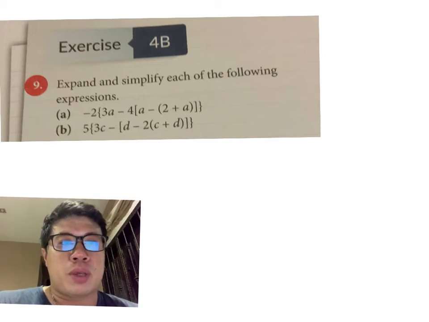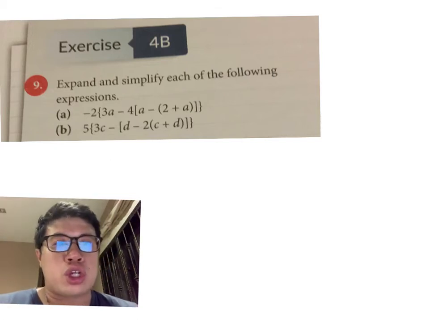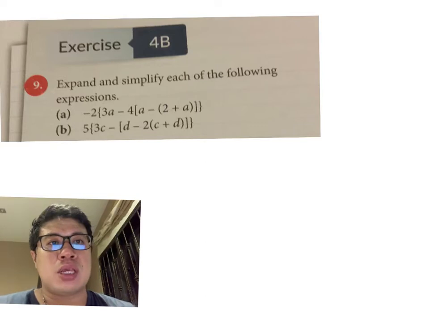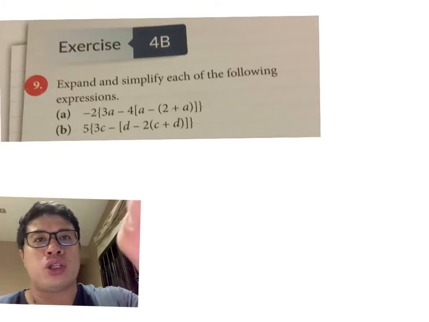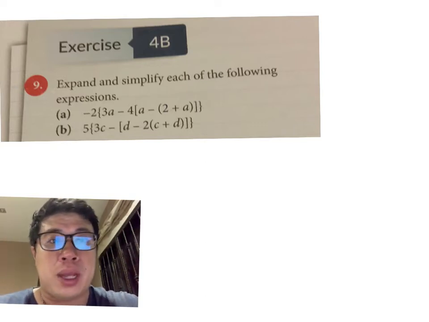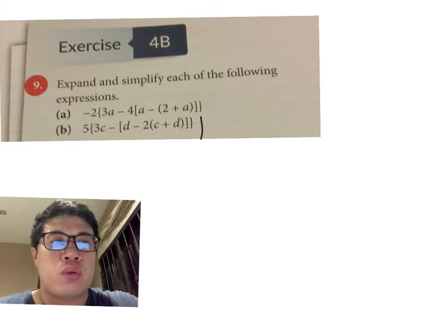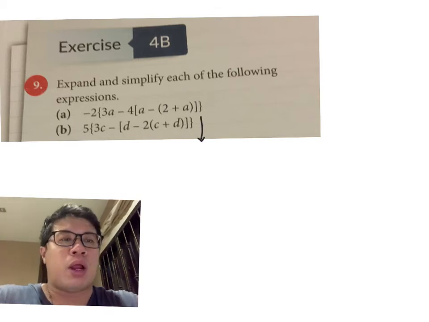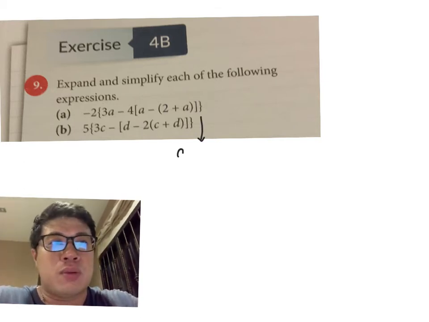Okay, this is from topic 3 practice set 2 as well. Question 9 of exercise 4b. So let's look at the first question. We look at the first question here, there are many brackets. So what we do is we want to remove the brackets one by one. And let's start with the most innermost bracket, right?